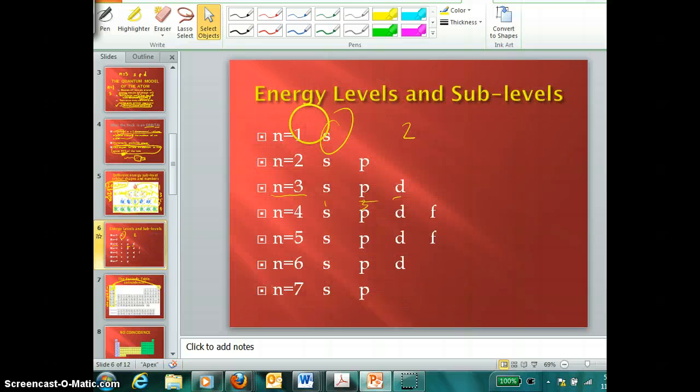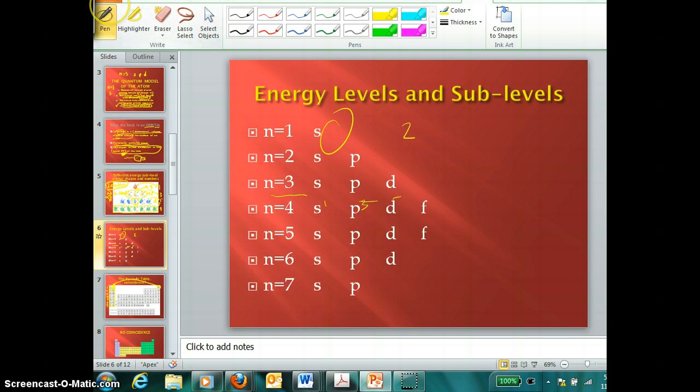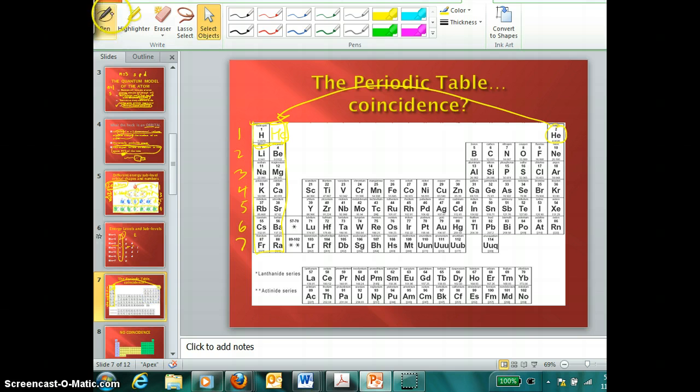Now, don't forget, every single principal energy level has an S sublevel. So then again, I'm not surprised to see that all 7 periods have this section of the periodic table that's 2 atoms wide. And we're going to call this the S block of the periodic table.